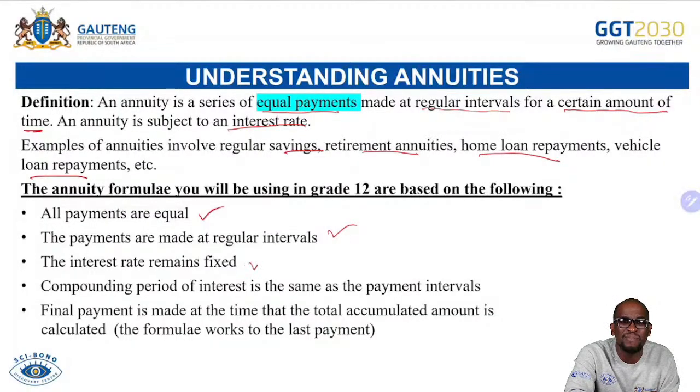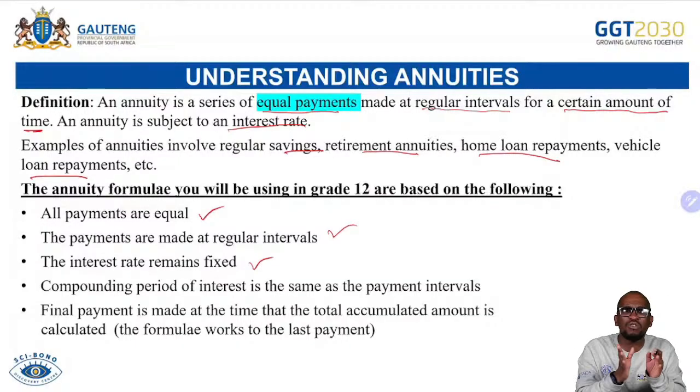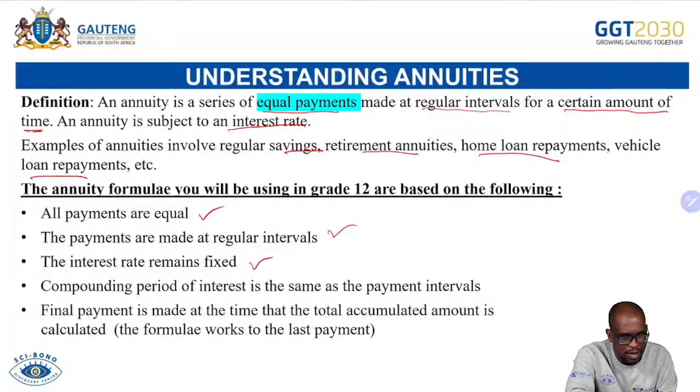The interest rate remains fixed. In grade 10 and grade 11, you had to change interest rates as you were moving. But here, to use this formula, you must have an interest rate that remains fixed for the duration of the investment. The compounding period of the interest is the same as the payment intervals.